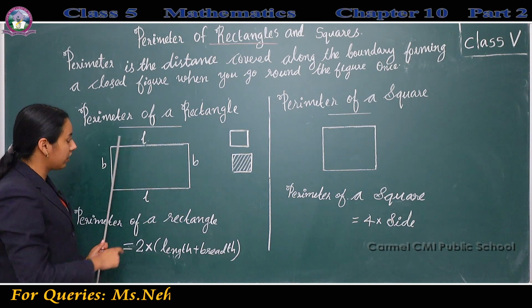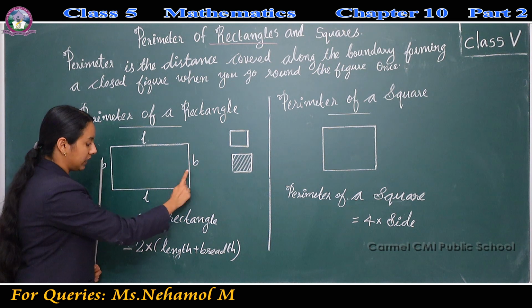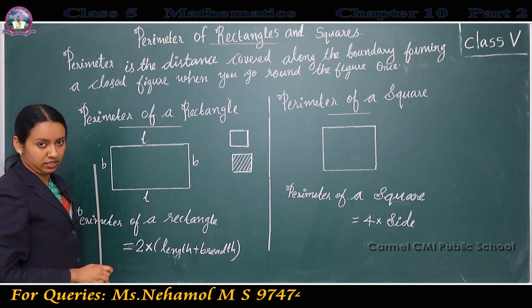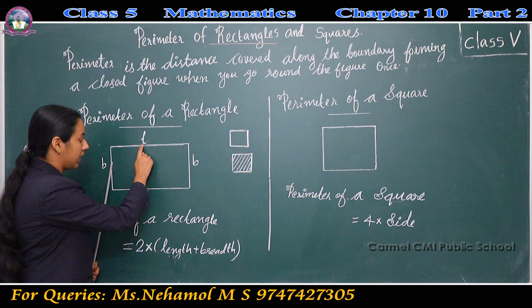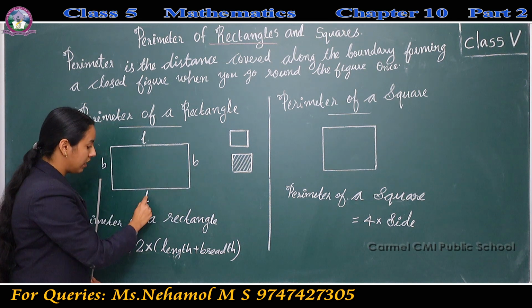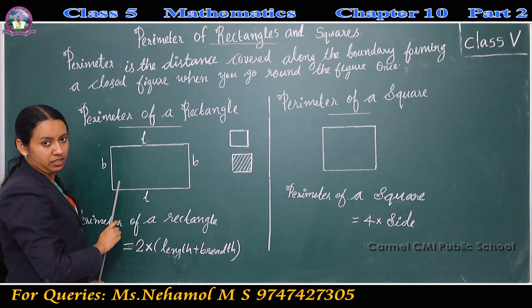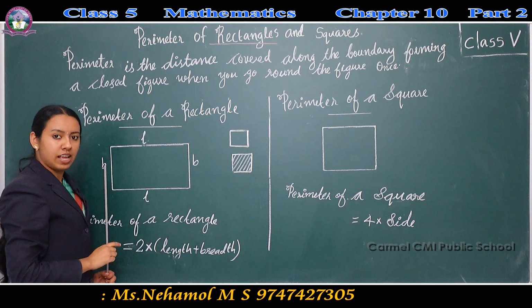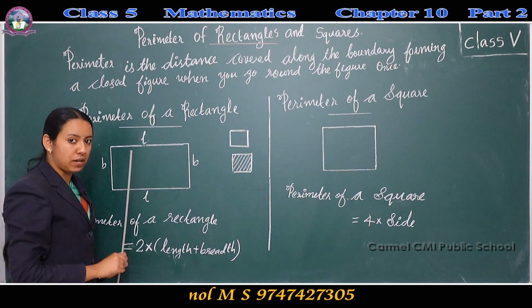Then perimeter of a rectangle. One rectangle is here. Length, breadth, length, breadth. Then perimeter means length plus breadth plus length plus breadth. Sum of all these line segments. That is known as perimeter.